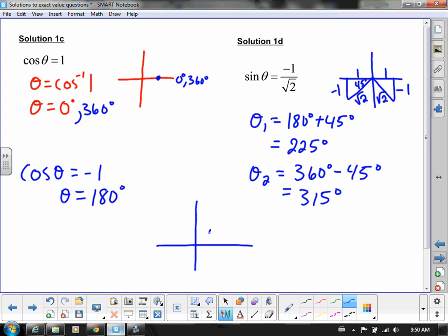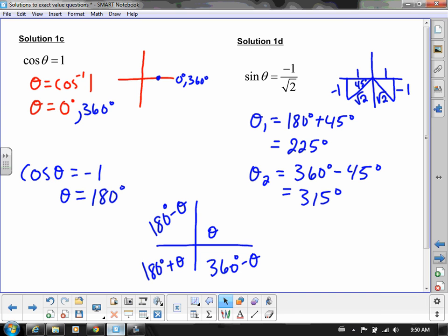So as you remember, your acute angle's in quadrant 1. To find that principal angle in the second quadrant, it's 180 minus theta. Over here, it's going to be 180 plus theta. And here we have 360 minus theta. So that setup will always work.